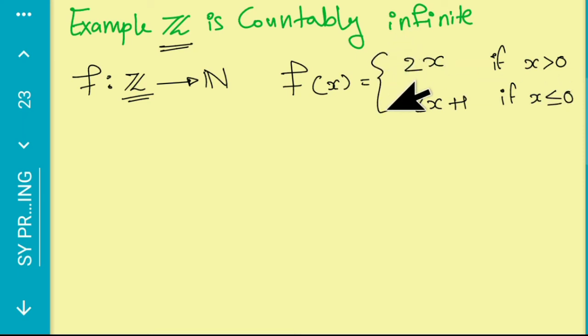Okay, let's see this map. Is this map well defined? First of all, okay, it is well defined. Why? Because if I consider a positive number, it will get mapped to 2x. So an element goes to a single element. Similarly, if I consider 0 or a negative number, then it will get mapped to -2x plus 1. Since a single element goes to a single element, it is a well defined map.